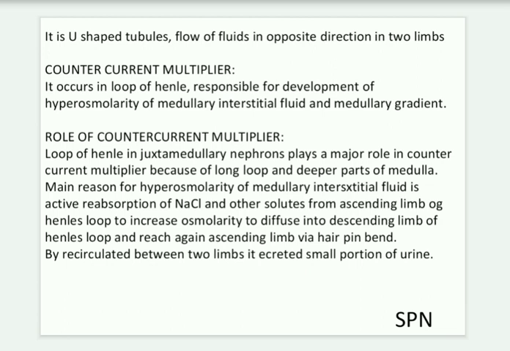The main reason for hyperosmolarity of the medulla is the active reabsorption of NaCl and other solutes from the ascending limb of Henle's loop, so there is an increase in osmolarity. That is what we call hyperosmolarity. These solutes get diffused into the descending limb of Henle's loop and again reach the ascending limb, like a hairpin bend, being recirculated between the two limbs, so there is only a small amount of excretion.